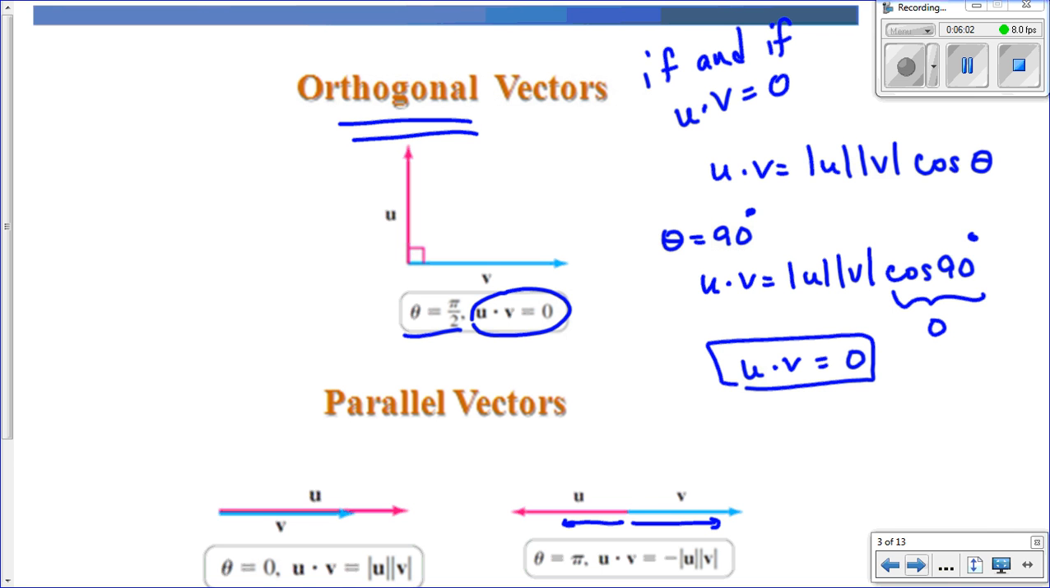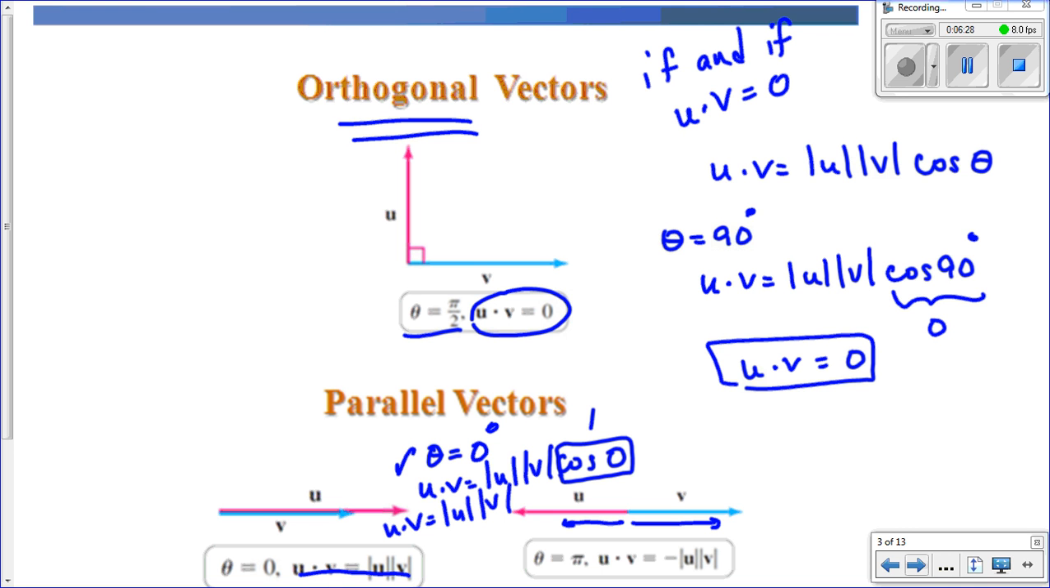So if the two vectors are parallel, in this first case, we have that the angle between them would be 0 degrees. And that would mean then that u dot v would be the magnitude of u times the magnitude of v cosine of 0, but cosine of 0 is just simply the number 1. So that means u dot v will be the magnitude of u times the magnitude of v.